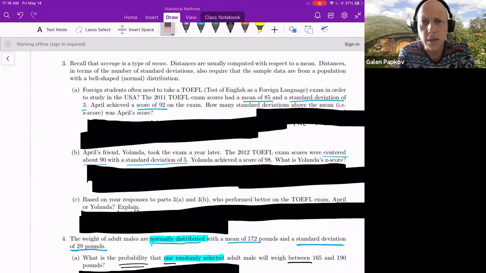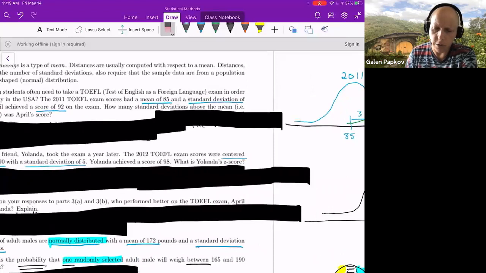So z-score is the individual score minus the mean. Sorry, she scored a 92. I apologize. April's score is 92 minus the mean on that exam of 85, all divided by the standard deviation on that test, which was 3. So 92 minus 85, which is 7, divided by 3. And that gives us 2.33.